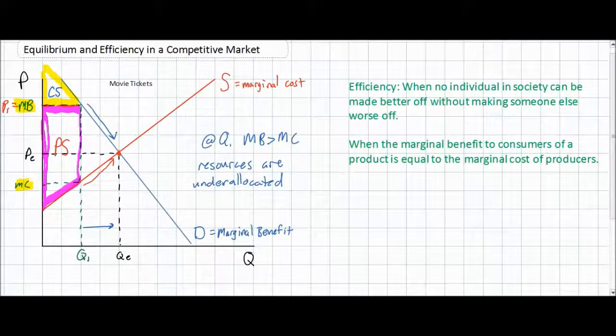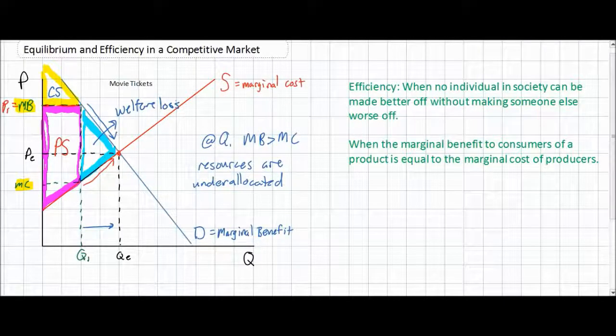At a quantity of Q1 and a price of P1, there is a loss of total welfare in the market for movie tickets, represented by this blue triangle. The blue triangle represents the consumer and producer surplus that is sacrificed as we move from an efficient quantity of QE to an inefficient quantity of Q1. We call this blue triangle the welfare loss of a disequilibrium in the market.